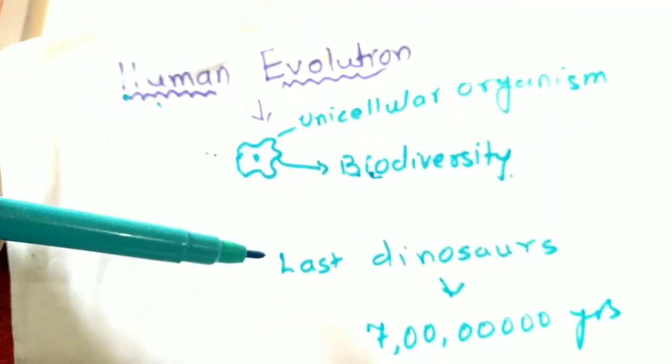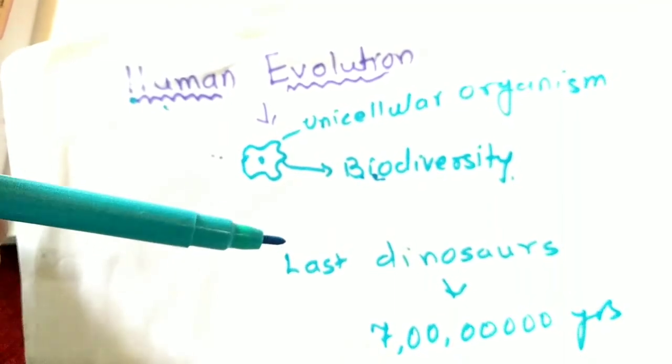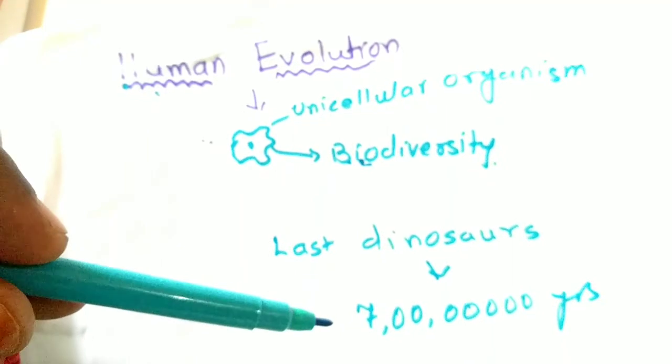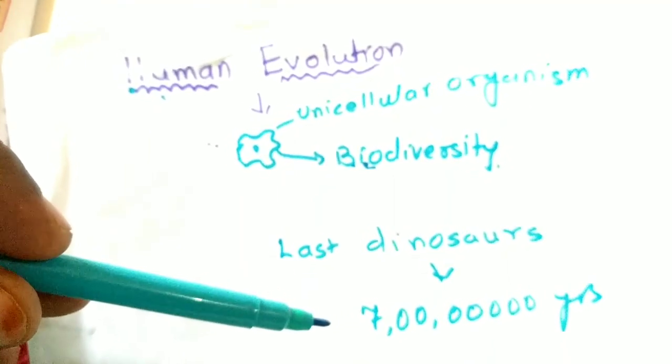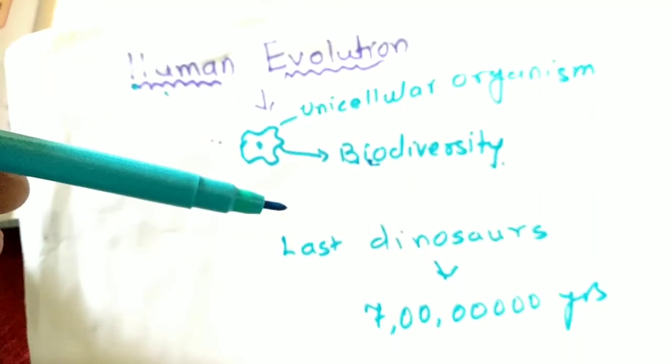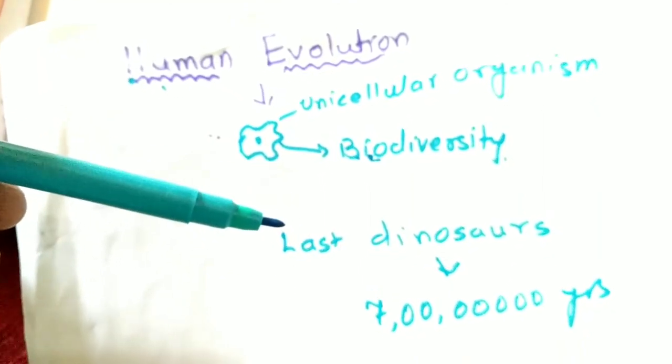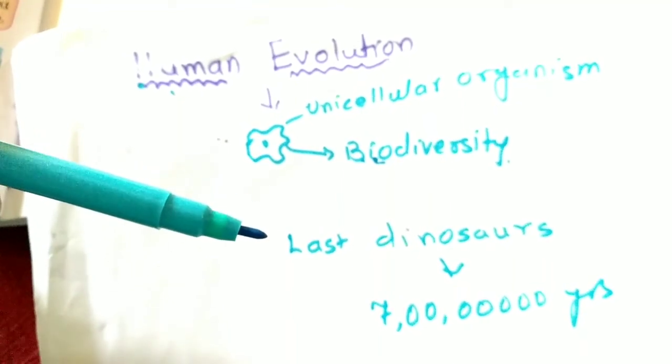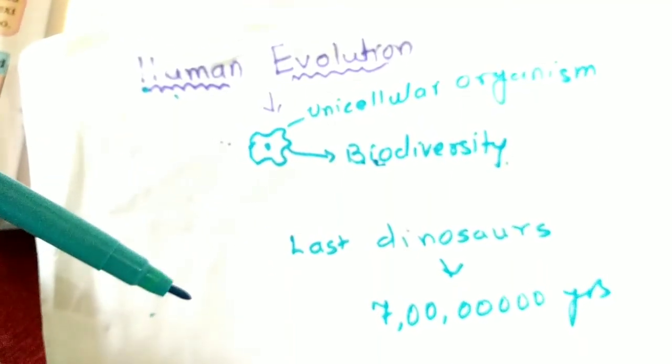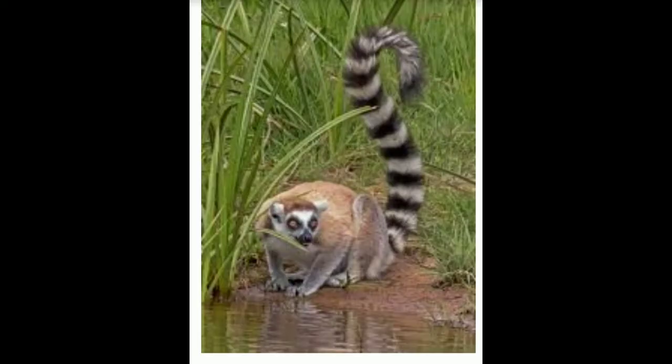After the dinosaur era, when the last dinosaurs disappeared near about 7 crore years ago, monkey-like animals are said to have evolved from ancestors that were similar to the present day's lemurs. These lemurs are mammals. They have a pointed snout, large eyes and a long tail. They are active at night only and they live in trees only.